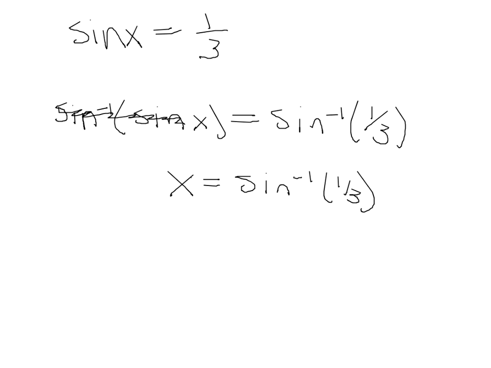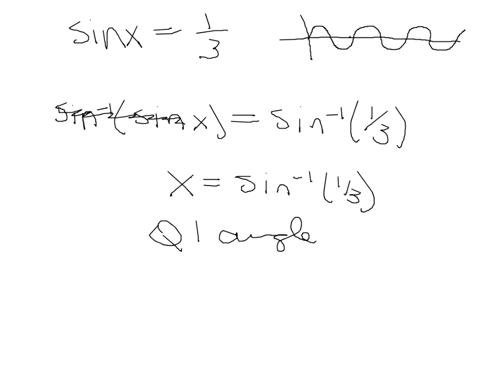Now this is going to be a first quadrant reference angle because 1/3 is positive. But as far as sine x equals 1/3, sine is going to continue to do its little periodic thing, and there's some place where it's equal to 1/3, and it's still going to hit this graph an infinite number of times. But the inverse sine function can only recover the first quadrant angle. So how do we get all those other angles? Well, pretty much the way we did in the other ones.